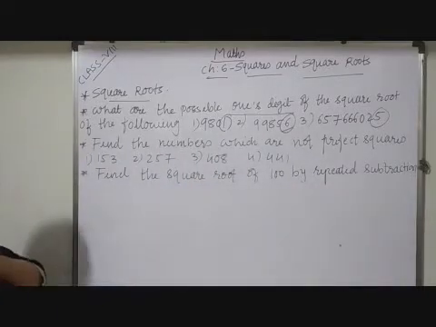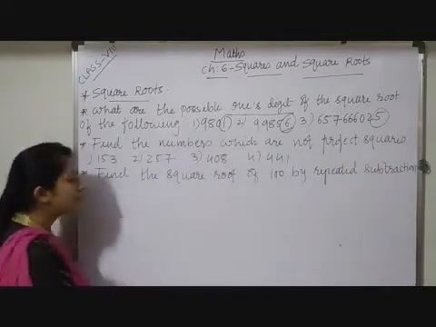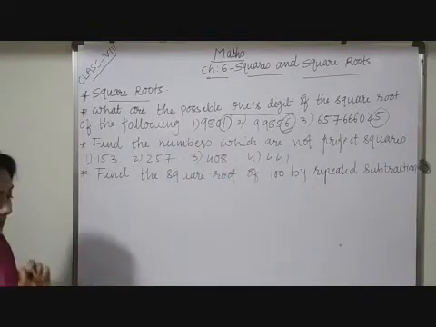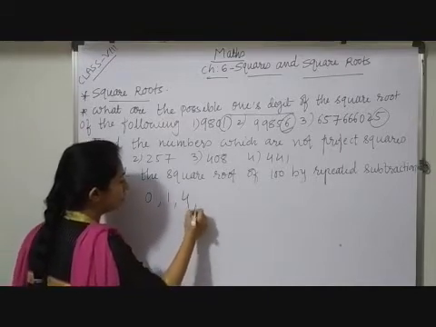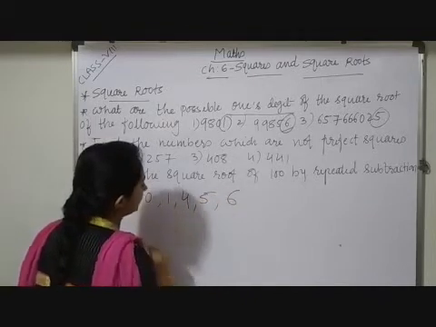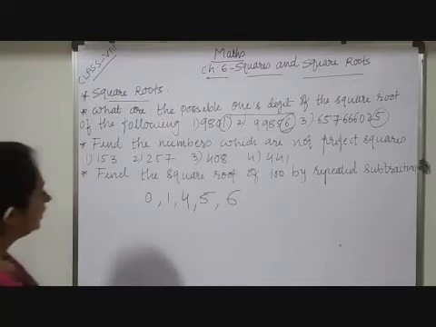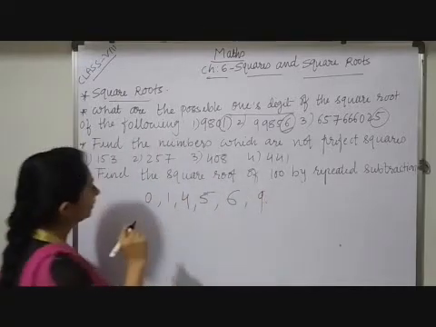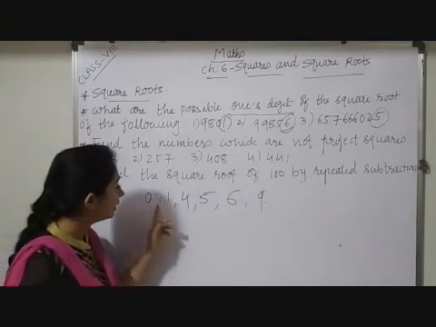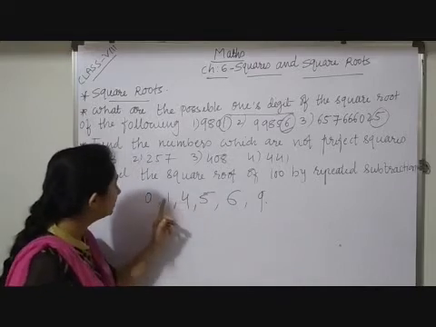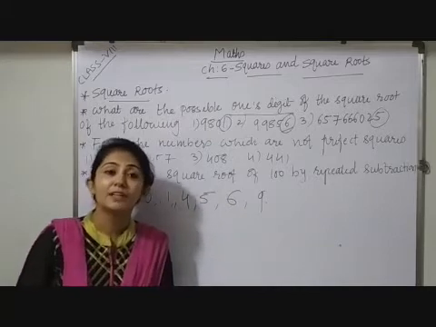See, second question. Find the numbers which are not perfect squares. For a number to be a perfect square, what should its unit digit be? Its unit digit could be either 0, 1, 4, 5, 6. Yeah, 9 can also be there. So 4, 5, 6 or 9. So if a number ends with either 1, 0, 4, 5, 6 or 9, then we can say that it is a perfect square number.